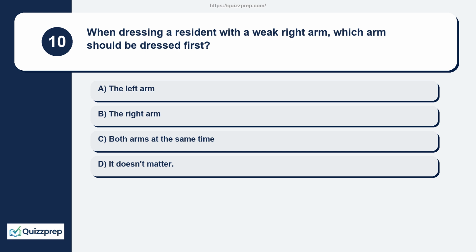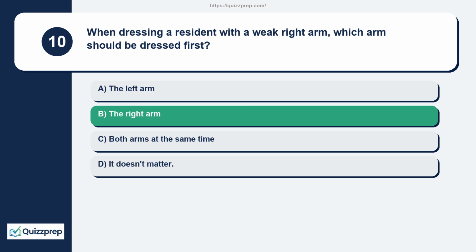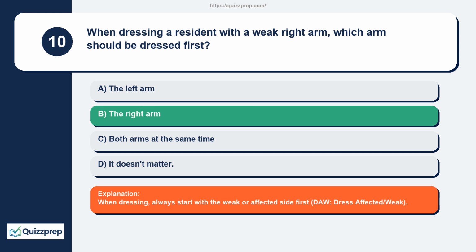Question 10. When dressing a resident with a weak right arm, which arm should be dressed first? The left arm, the right arm, both arms at the same time. It doesn't matter. When dressing, always start with the weak or affected side first. Dress affected, weak.